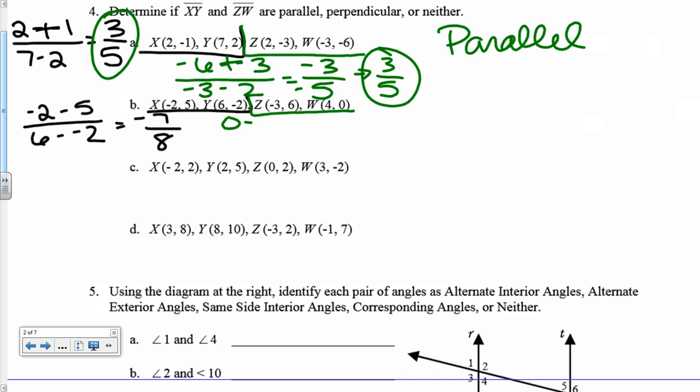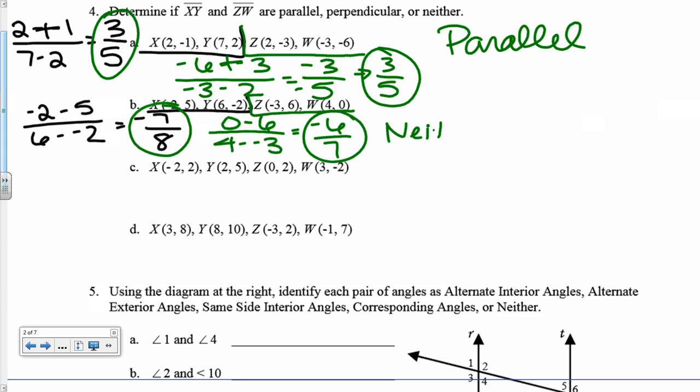ZW, 0 minus 6, 4 minus negative 3. I get negative 6 over 7. These are neither the same nor are they opposite reciprocals, so these are neither parallel nor perpendicular.